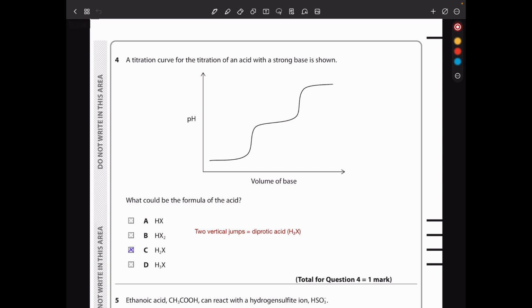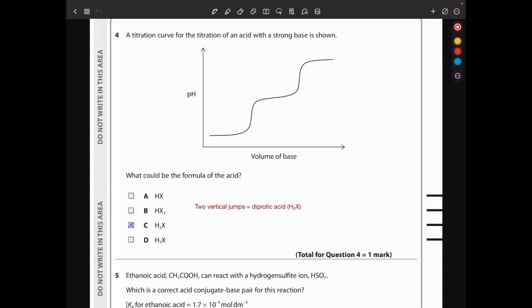In question 4, they say a titration curve for the titration of an acid with a strong base is shown. We can see that. Then they say what could be the formula of the acid. In this case, since we see 2 vertical lines, it means it has 2 hydrogens, so H2X should be a suitable answer. It's a diprotic acid.